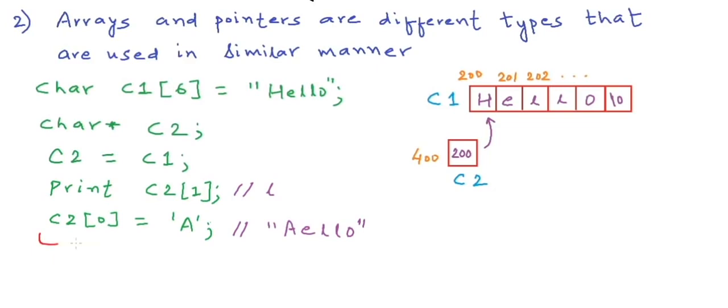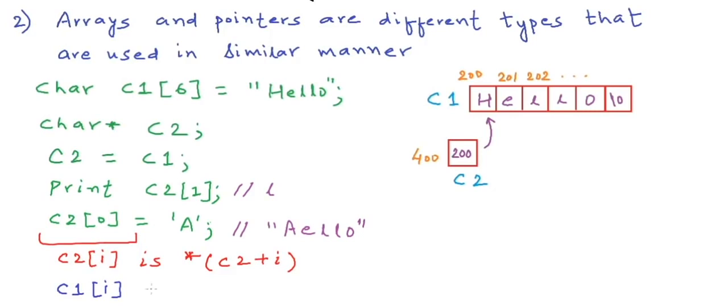When we write C2[i] for any position i, it is nothing but *(C2 + i). So C2 is the base address. C2 + i will take you to the address of the ith element. So in this case, let's say C2 + 2 will be 202, and if we put this asterisk operator, we are basically dereferencing and finding out the value. So these two syntaxes are alternate syntaxes, and even if it is an array name, we can write these two as substitutes for each other. So this was all the similarity in how we actually use arrays and pointers to read and write.